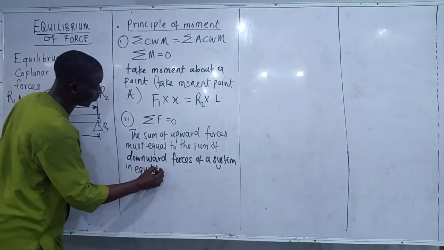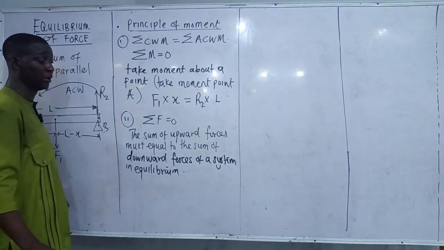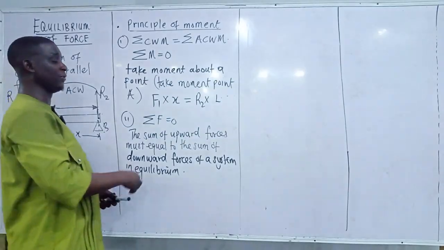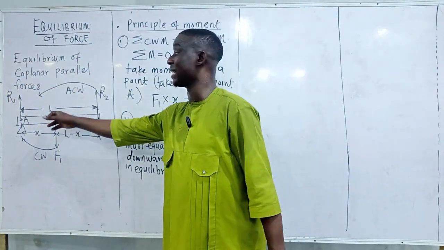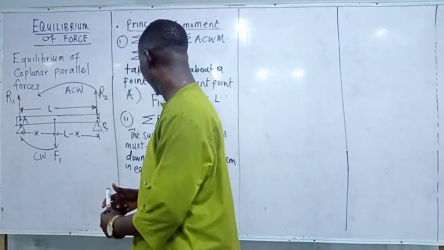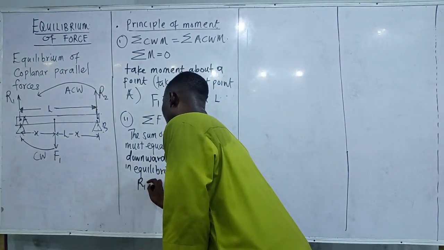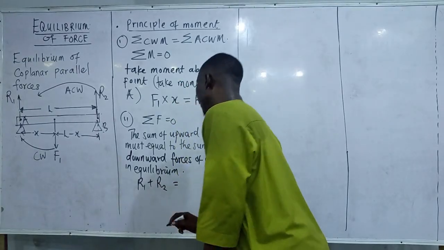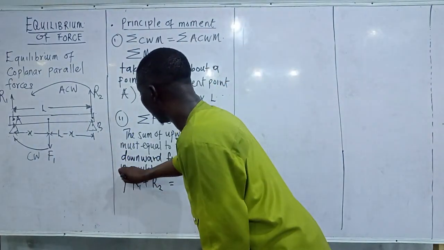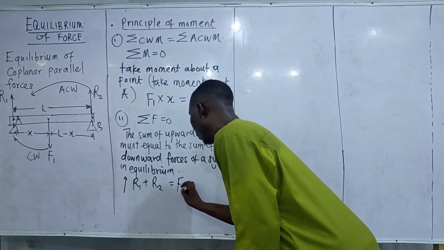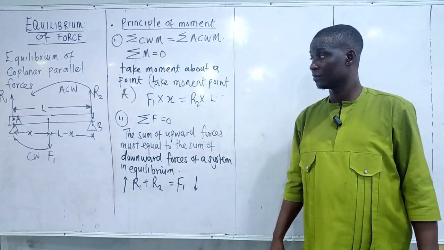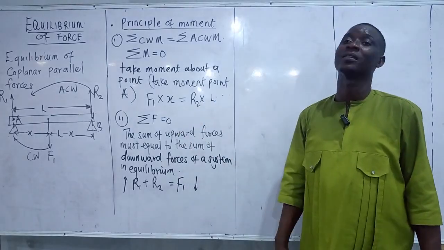Don't forget, you can also say the sum of forward forces equals the sum of backward forces along the x-axis. So if you want to apply this here, how many forces are going upward? 2. R1 is up, R2 is up. So we can say R1 plus R2 is equal to the downward forces. How many forces are going downward? 1. That is F1. So we have applied the second one.